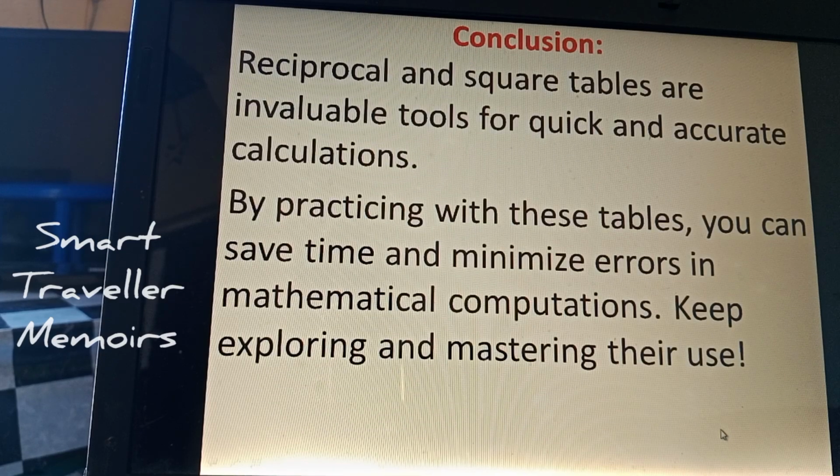For conclusion, reciprocal and square tables are invaluable tools for quick and accurate calculations. By practicing with these tables, you can save time and minimize errors in mathematical computations. Keep exploring and mastering their use.